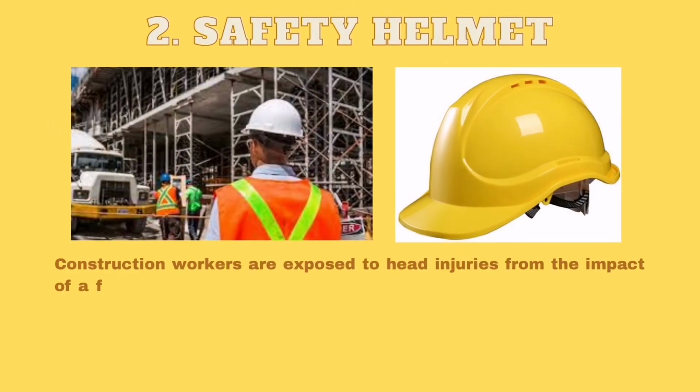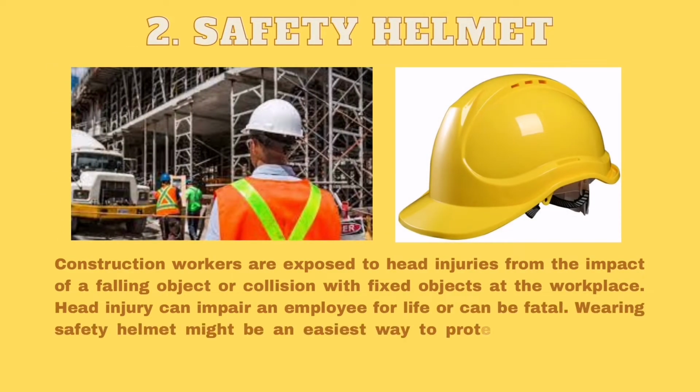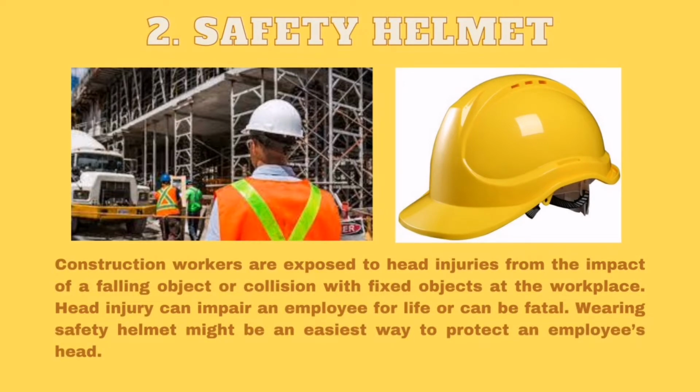Construction workers are exposed to head injuries from the impact of a falling object or collision with fixed objects at the workplace. Head injury can impair an employee for life or can be fatal. Wearing a safety helmet might be the easiest way to protect employees' heads. A safety helmet should resist penetration by objects, absorb the shock of blows, and also have clear instructions explaining proper adjustment and replacement of the suspension headband.